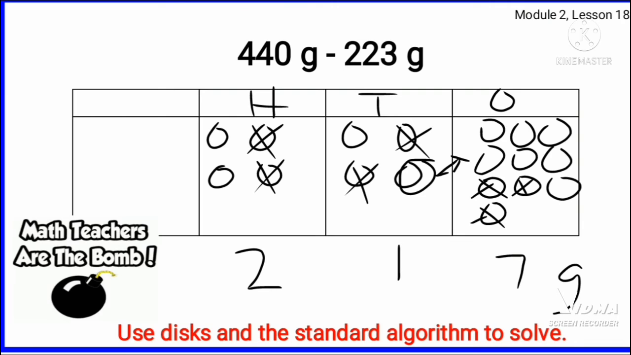Alright, so 440: 400, 4 tens, no ones. But I have 3 ones in 223. So I had to decompose a 10 into 10 ones, so I can take out the 3 ones. When I did that, I have 7 ones left. And when I remove 2 tens from the 3 tens, I have 1 ten left. I remove 200 from the 400, I have 200 left. So my answer is 217 grams.